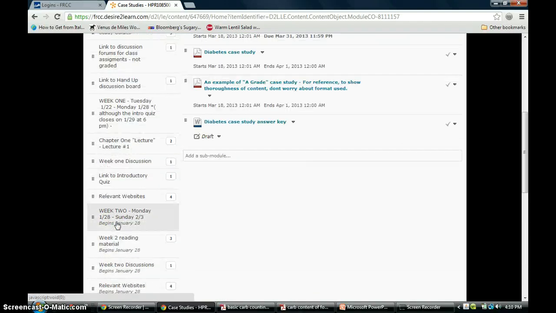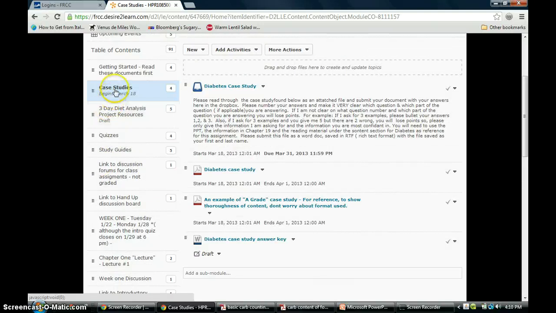But actually, the case study itself can be found under case studies, which is open now. So you can link to the case study. This is actually the Dropbox. So you will be typing out the answers to your case study in a Word document and then uploading it into the Dropbox. This is one way to link to the Dropbox. Here is the actual case study.